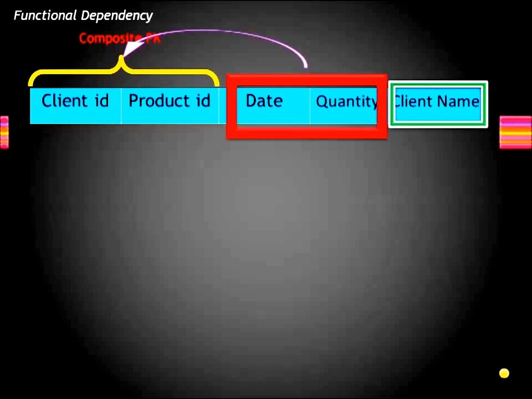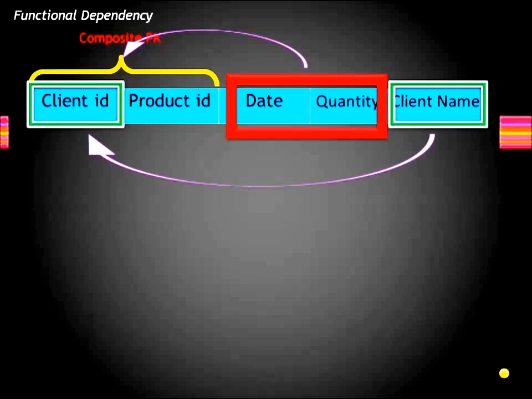How about client name? Basically, client name is related to client ID only. So client name is not changing based on the entire primary key. It only changes based on the client ID. So as you can see here, there is a functional dependency, as client name is related to a portion of the primary key only and not the entire primary key. In this case, we say that there is a functional dependency in the table.